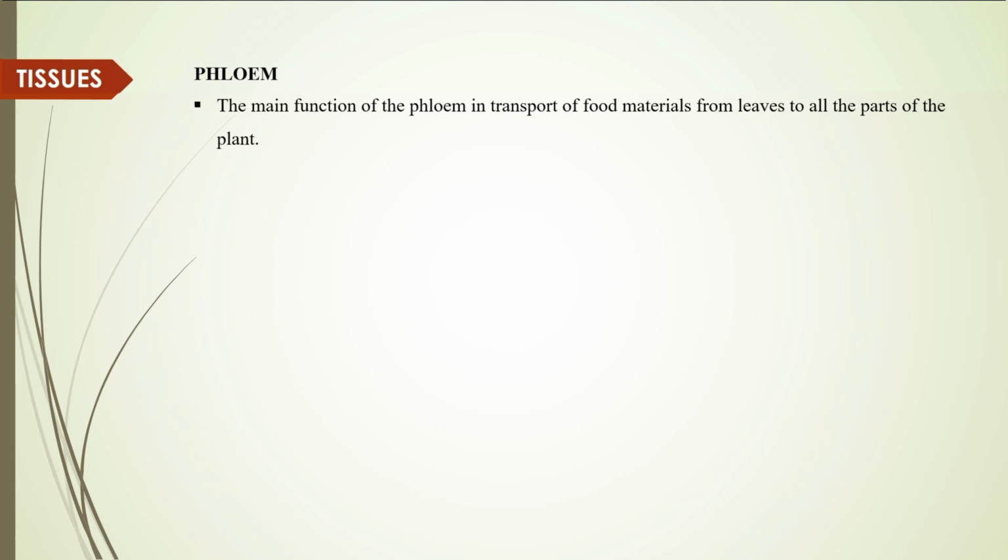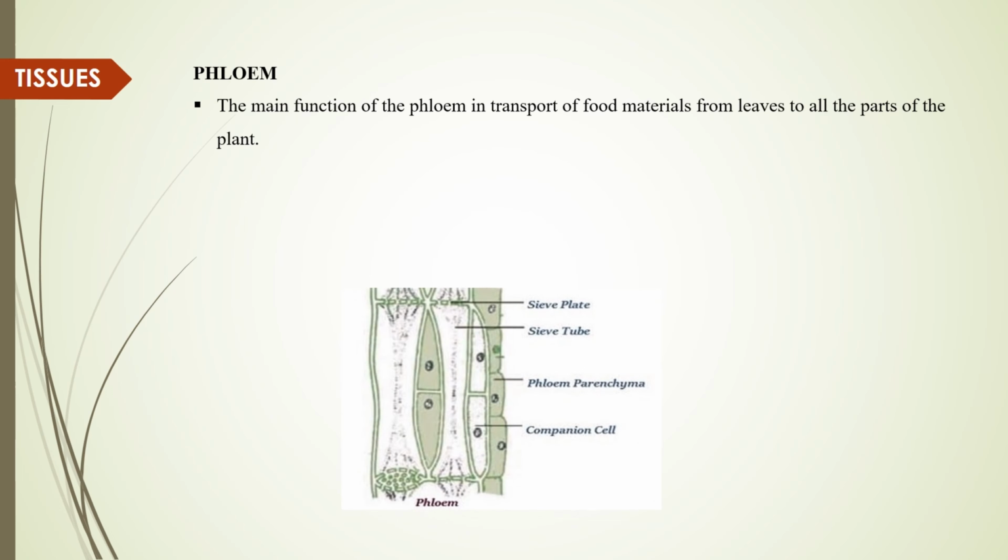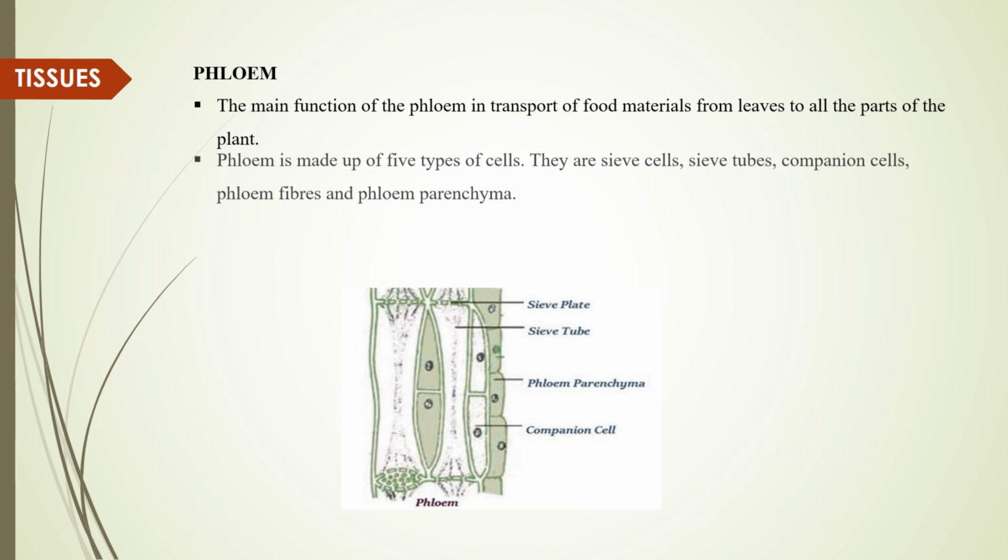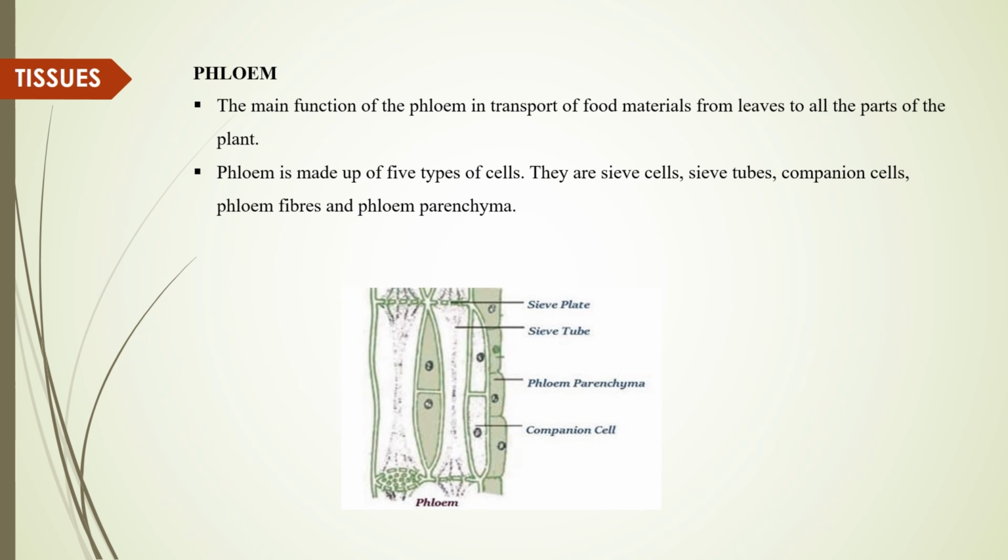Phloem. The main function of the phloem is transport of food materials from leaves to all the parts of the plant. Phloem is made up of 5 types of cells. They are sieve cells, sieve tubes, companion cells, phloem fibers and phloem parenchyma. Phloem cells are living except phloem fibers.